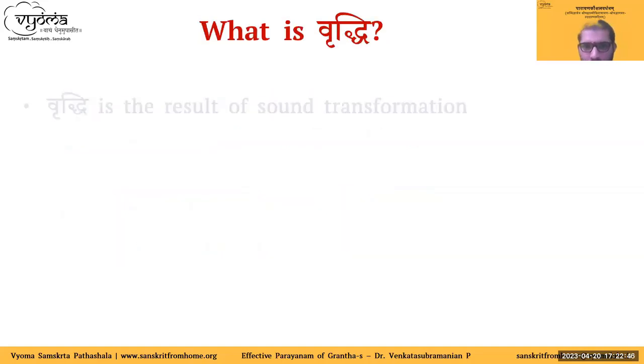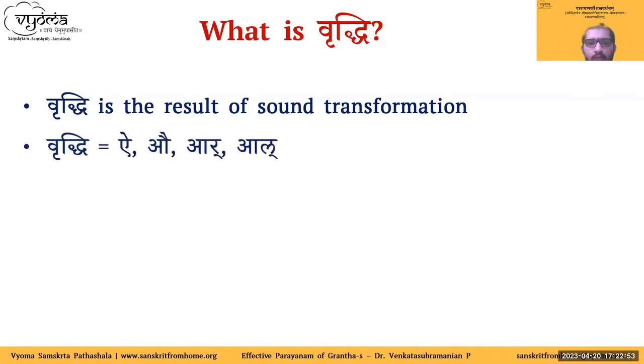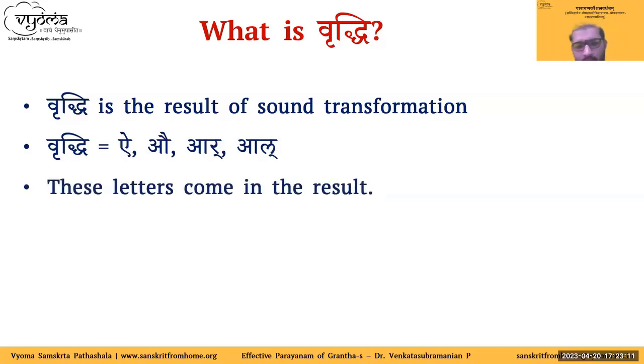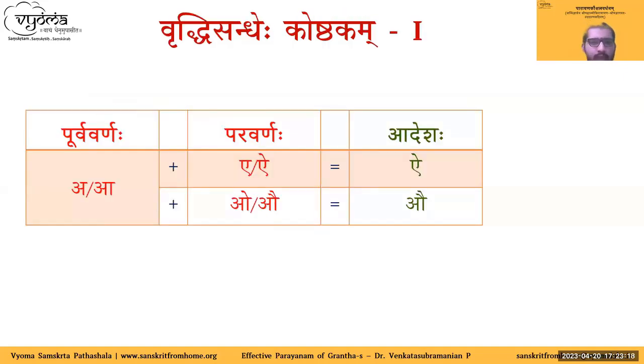So what is Vriddhi? Vriddhi is nothing but the result of sound transformation. The sounds which are encompassed by the Vriddhi are Aikara, Aukara, Ar, Al. These four letters come under Vriddhi. So these letters come in the result and the swara gets transformed in this Sandhi. So now let us see the table.